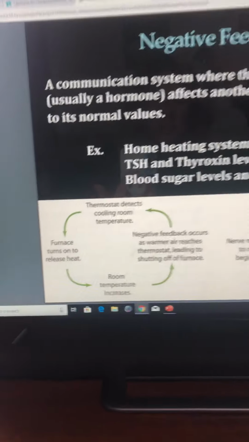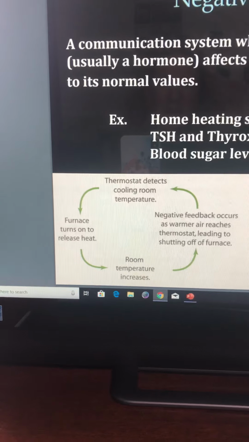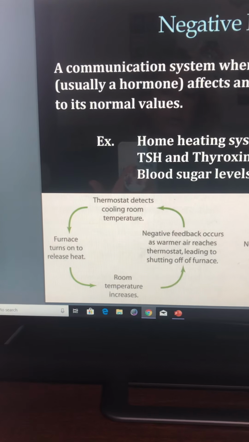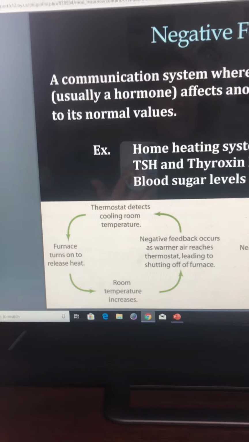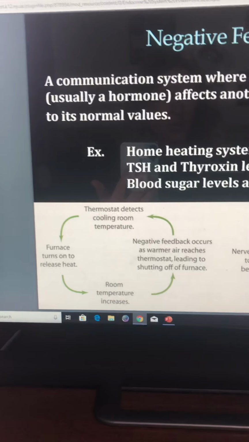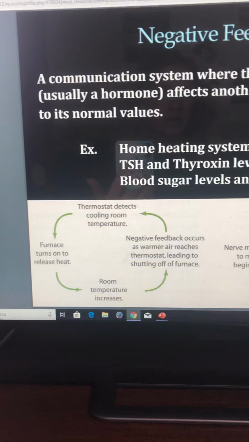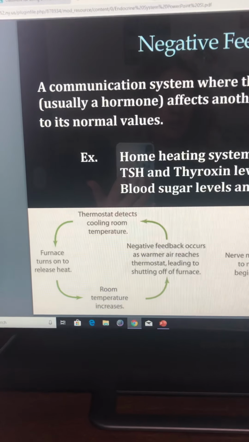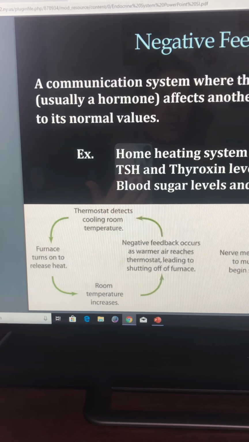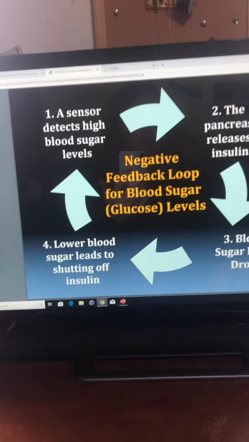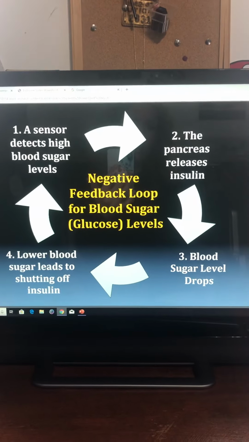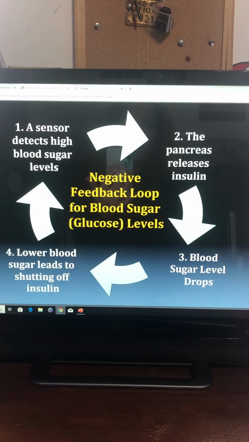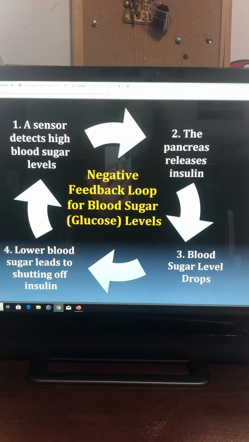So this is just, again, showing us about our thermostat. The furnace is obviously going to be turned on when the thermostat detects that the room is getting colder, and then the temperature will increase. And when it gets to that right level, then due to negative feedback, the thermostat will be turned off. Okay, and if we go to this slide, this is showing a negative feedback loop for blood glucose levels.